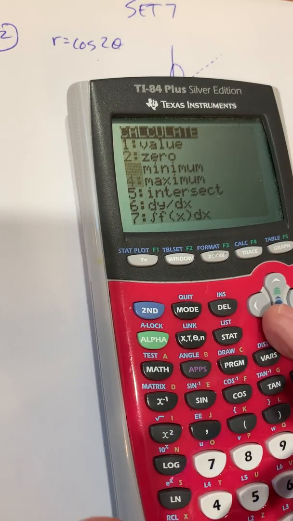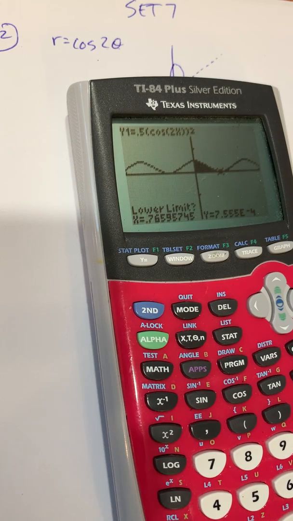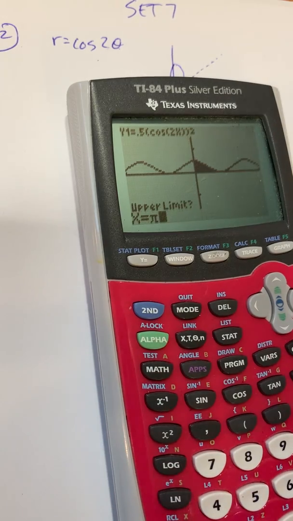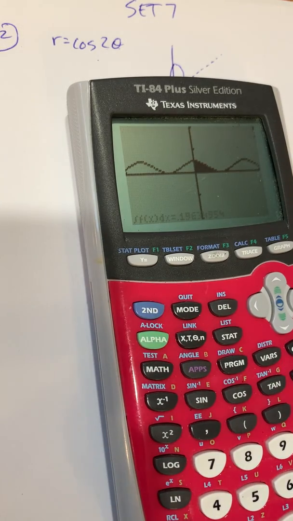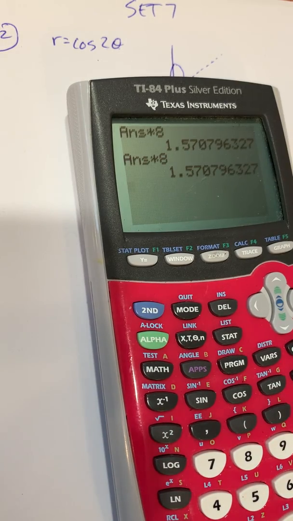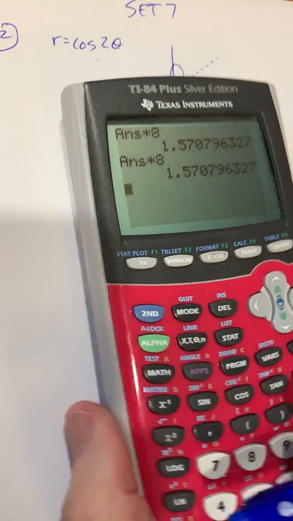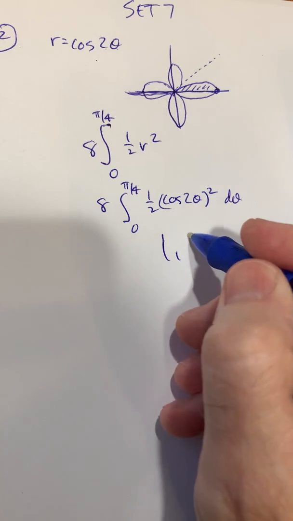So we're going to calculate. And this is the way I do it. I know there are other ways to do this. I'm going to calculate the integral. It wants the lower limit, which is 0. It wants the upper limit, which is pi divided by 4. That'll do it. You get that. I'm going to multiply that number by 8. And you get 1.5707 or 1.571, which is B.